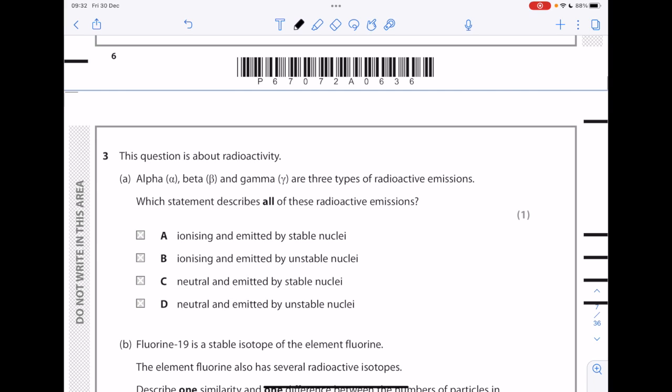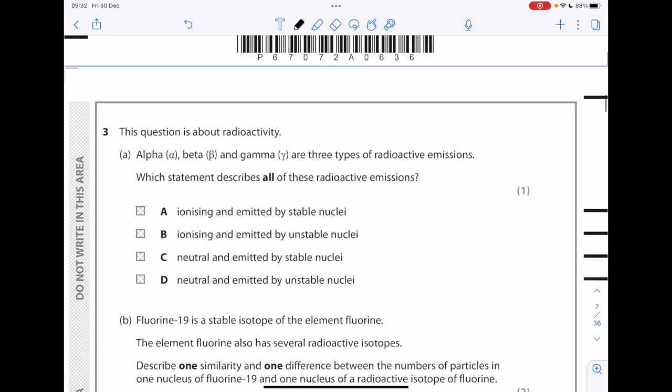This question is about radioactivity. Alpha, beta, and gamma are 3 types of radioactive emissions. Which statement describes all of these radioactive emissions? Okay, remember, first of all, they're emitted from unstable nuclei, so we're looking not at A or C. And they are ionizing radiation, so they do cause other substances to become ions, so the answer here is B.